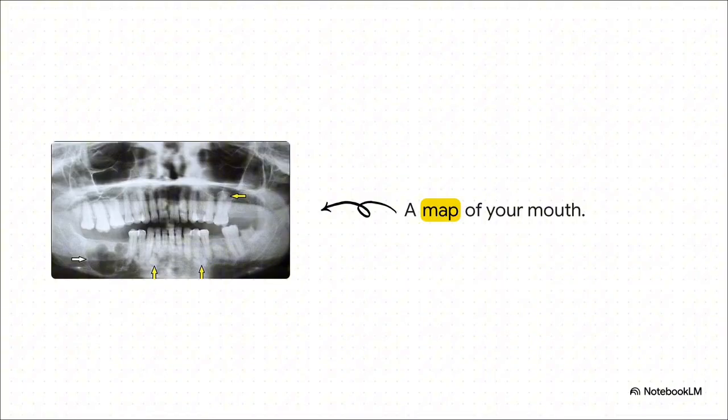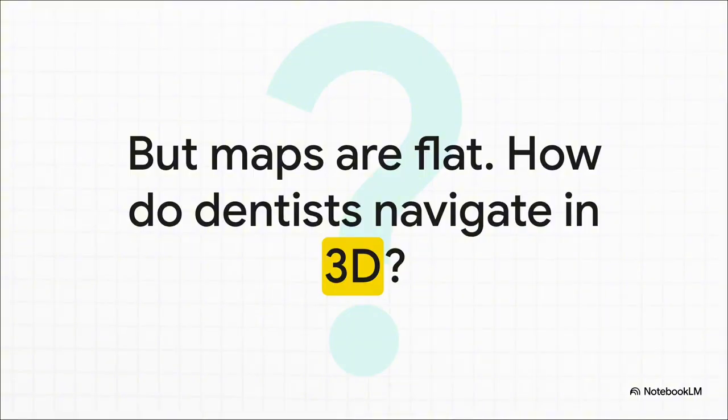But just like any good map in a mystery story, it's hiding a crucial secret. And there it is. Your mouth isn't flat, right? It's got depth. So how does a dentist use a totally two-dimensional image to figure out the exact location of something buried deep inside your jaw? Well, that is the puzzle we are going to solve today.